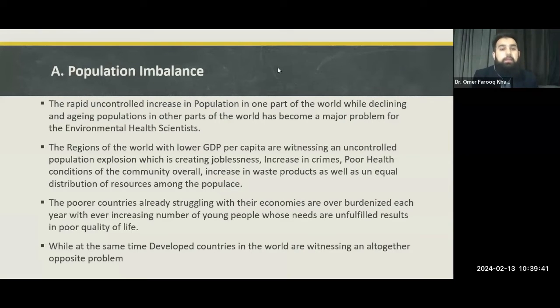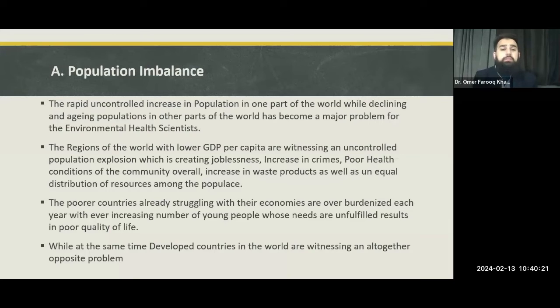So the rapid uncontrolled increase in population in one part of the world while declining and aging populations at the same time in other parts of the world has become a major problem for environmental health scientists.